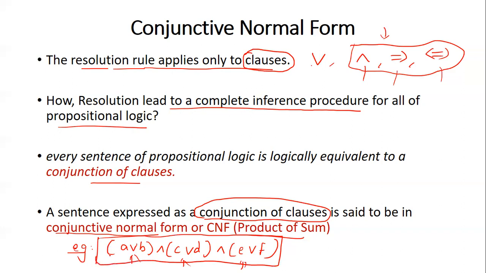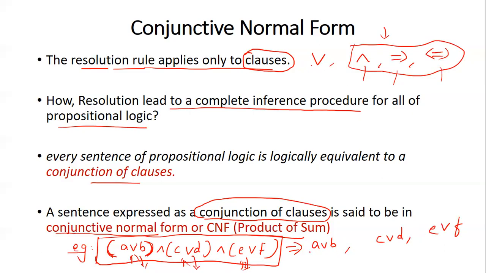Now you take each of these. This A or B alone, if you take, it is a clausal sentence. This C or D is a clausal sentence. E or F is a clausal sentence. So in this conjunctive normal form, there are three clausal sentences. A or B is a clausal sentence, C or D is a clausal sentence, and E or F is a clausal sentence.